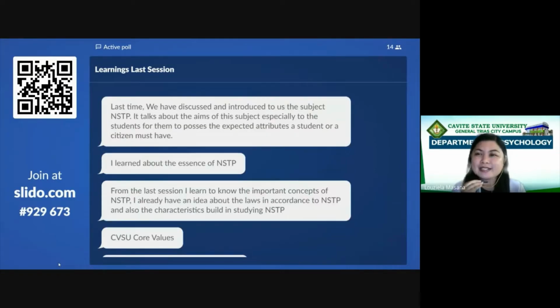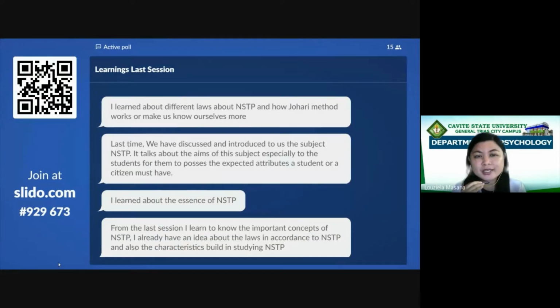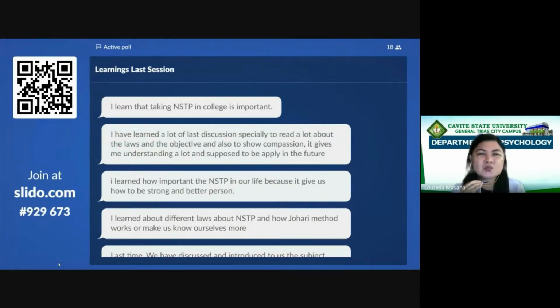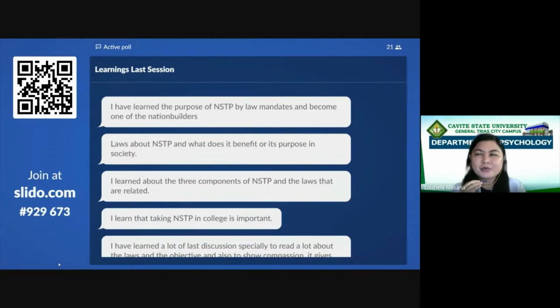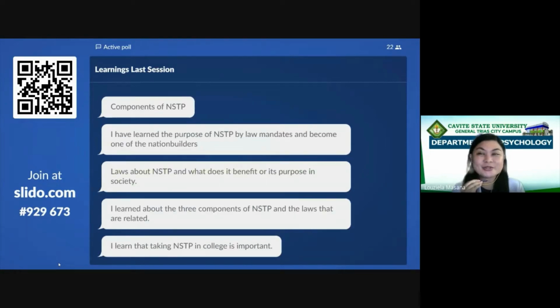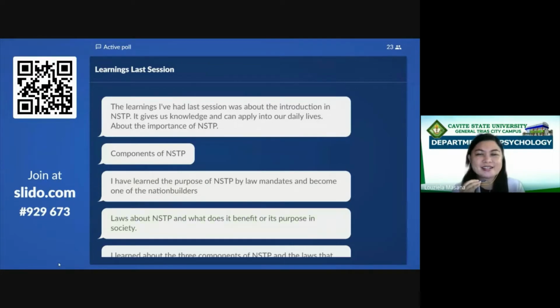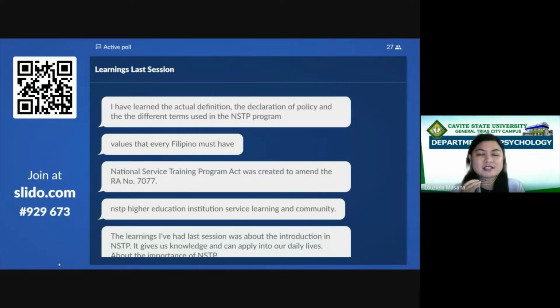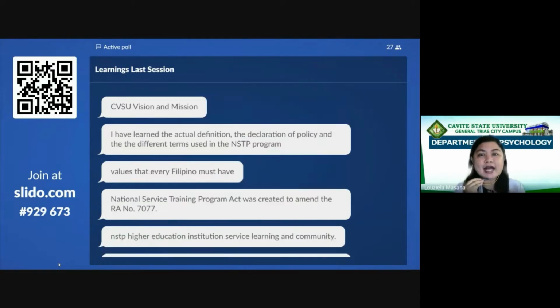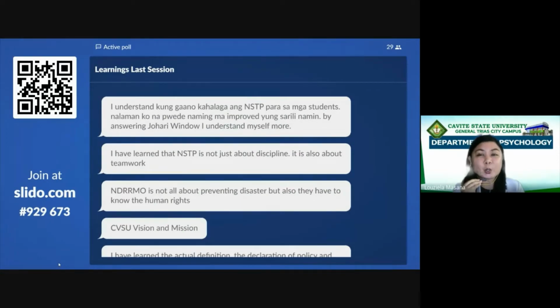Excuse me. Your learnings last session. So, we have also introduction of the subject, the aim of the subject, what else? The laws. So, good thing you learned and realized that NSTP is important, the 3 components. Yan. So, those are the things that you learned last session. Let us see some more answers. Ayan, nakikita. Ang saya no, nakikita mo yung sagot mo. Naka-flash. Components, mandates, okay, National Service Training Program or the RA number 7077, values that every Filipino must have. The declaration policy. It's also good that you learned the mission and vision, and I hope that you memorized them already.